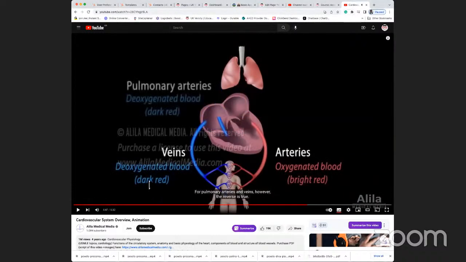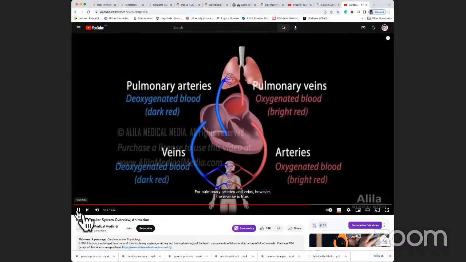So one of the key things that I mentioned here was that arteries carry pure blood, which in medical terms means oxygenated blood. And the other thing which you notice in the video is that the arteries carry blood away from the heart. Veins carry impure blood or deoxygenated blood. That means there is less oxygen and more carbon dioxide in that part, and they bring blood back to the lungs and heart for the purposes of purification. So this is an important point. For the pulmonary arteries and veins, however, the reverse is true.